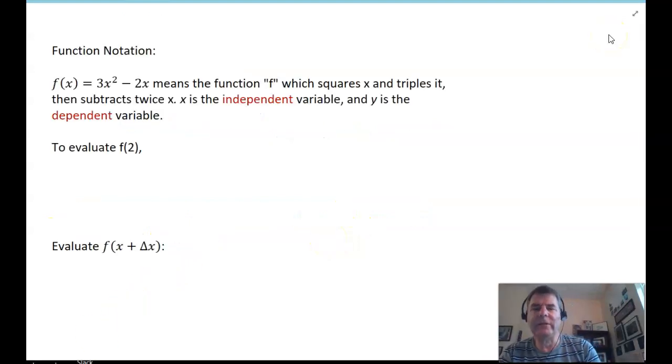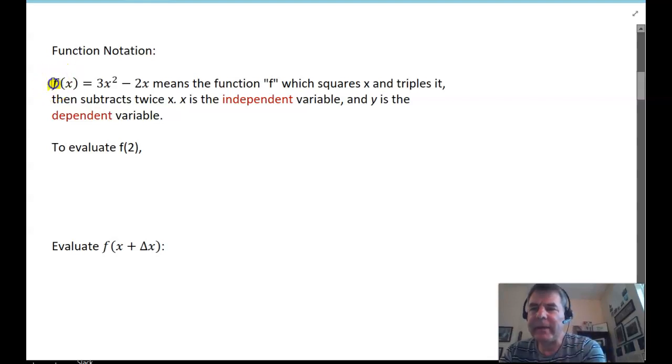Now, function notation is just a way of telling you what's going on with the function. Every function has a label, a name, and this function is named f because it's right there. And it tells us that it's going to be in terms of the variable x, and it's going to tell us what it's going to do to x. It says we're going to square x, we're going to triple it, and we're going to subtract twice x. That's what this function does.